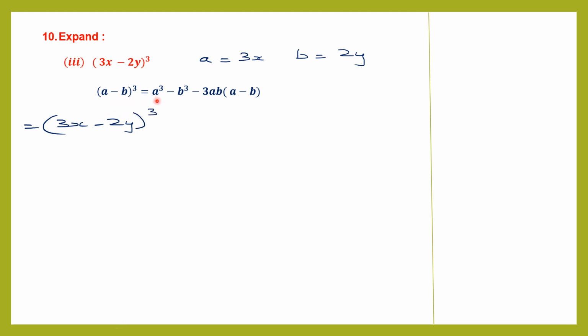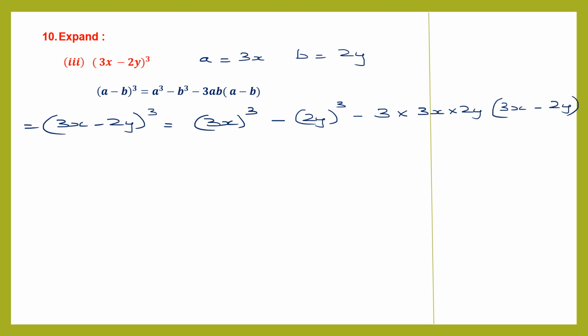So here we are going to write a cubed, and a cubed is how much? A is 3x and the cube of this minus b cubed, and b is 2y, the cube of this minus 3 into a, and a is 3x, into b, and b is 2y, and in the brackets a minus b, a is 3x minus b is 2y. So we've got this. Now let's work this out.